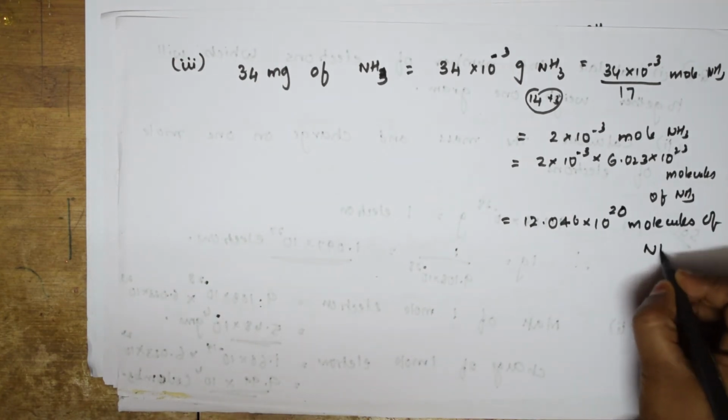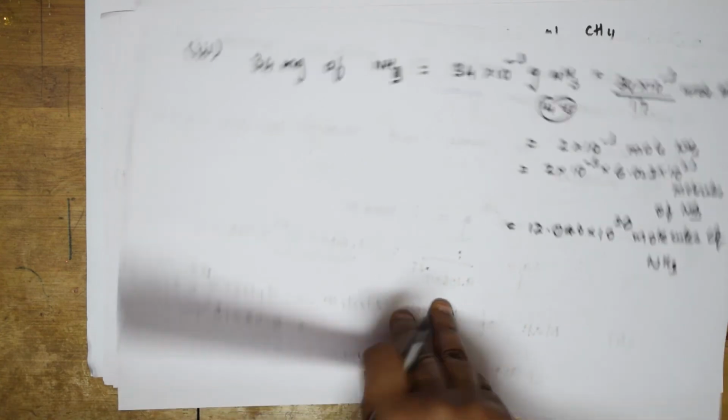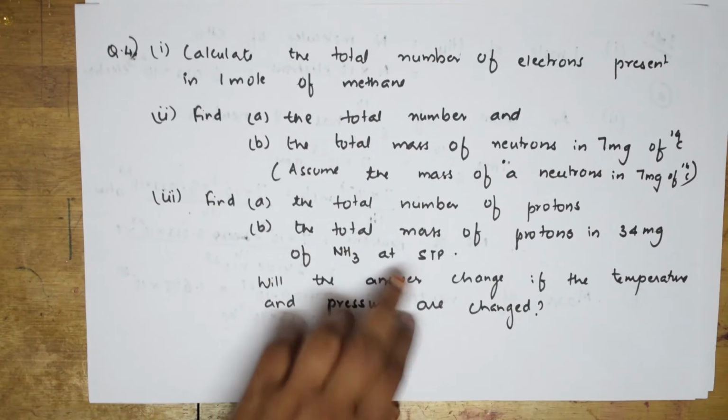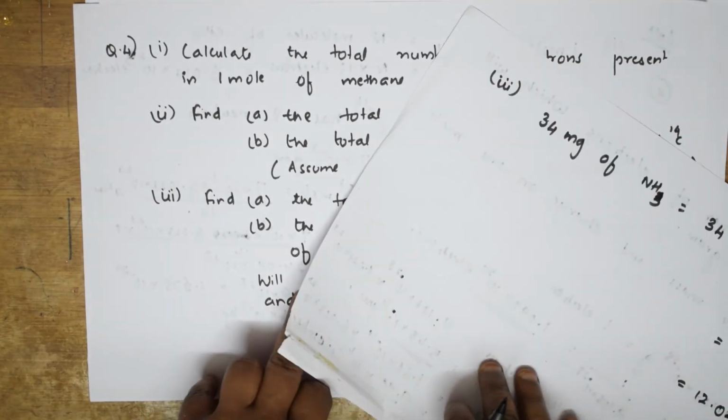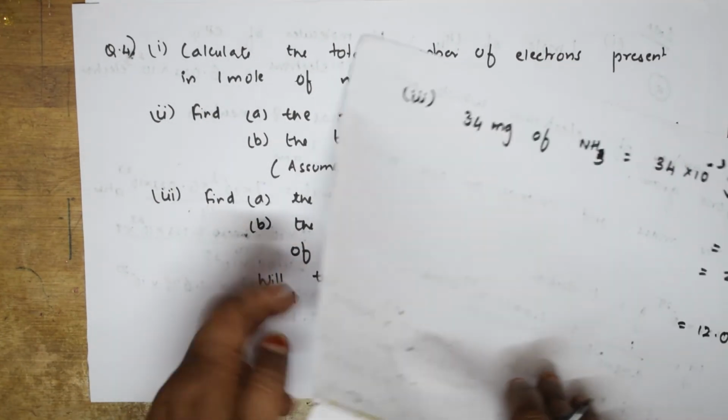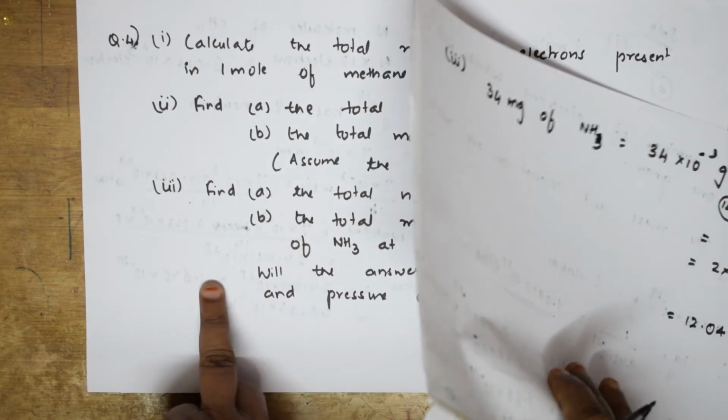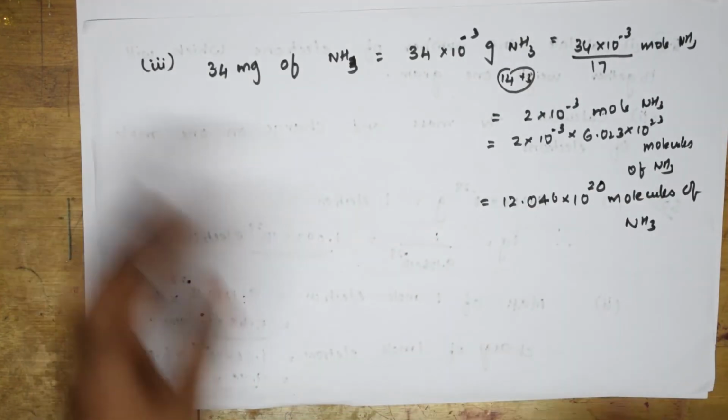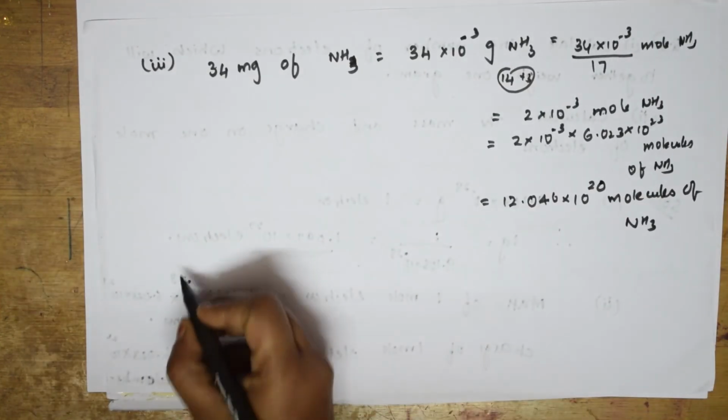This is right, isn't it? Done. So I am done with this. They asked me to find the total number of protons. Now I need to find the number of protons as well as the mass. So let me come back and do the next part.